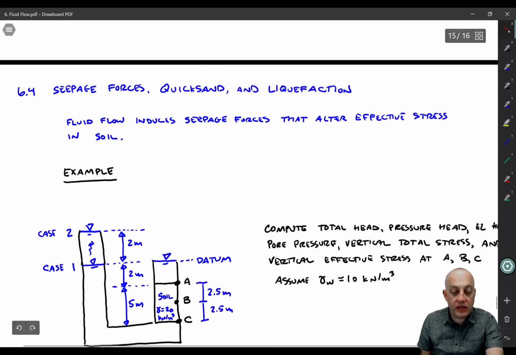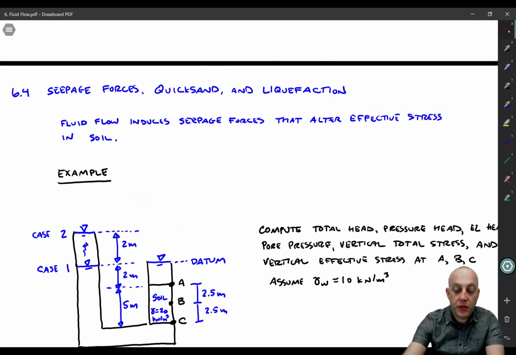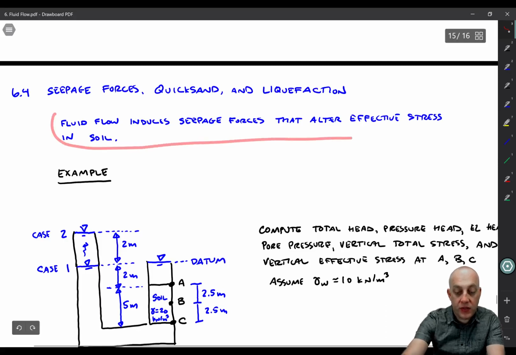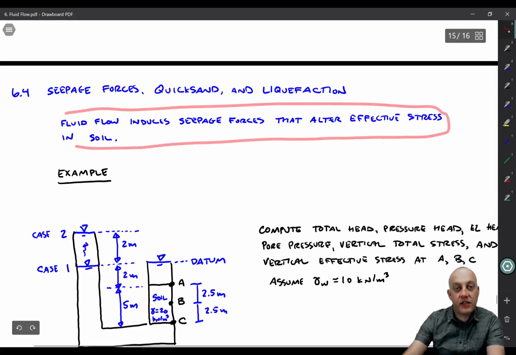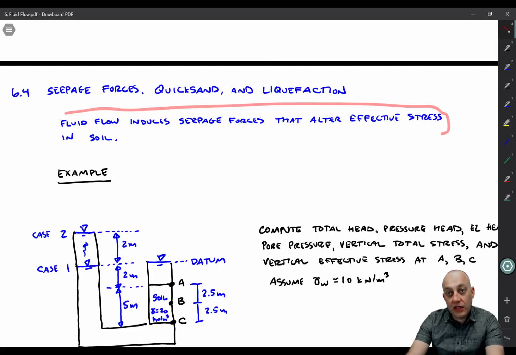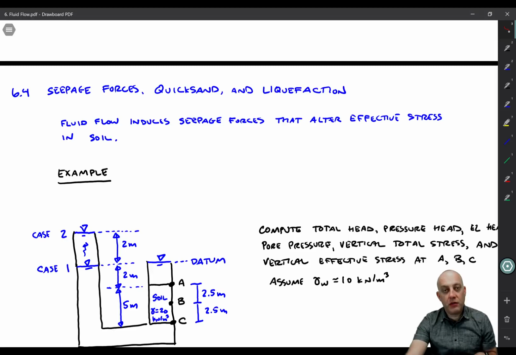So the key concept here is that fluid flow induces seepage forces that alter the effective stress in the soil. Okay, we already know we can't just compute pore pressure based on a hydrostatic assumption when there's flow. So we need to compute the flow first, and then it's easy. You already know how to get total stress, integral of unit weight with depth. Now you know how to get pore pressure from the seepage analysis, and the effective stress is still just total stress minus pore pressure.